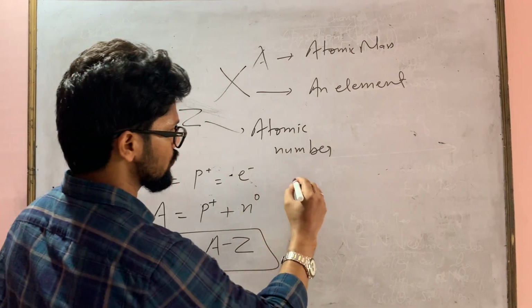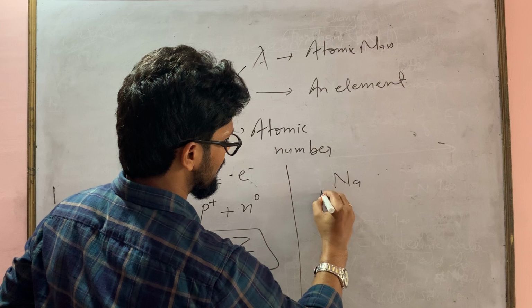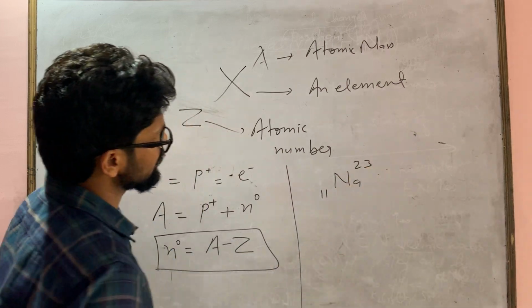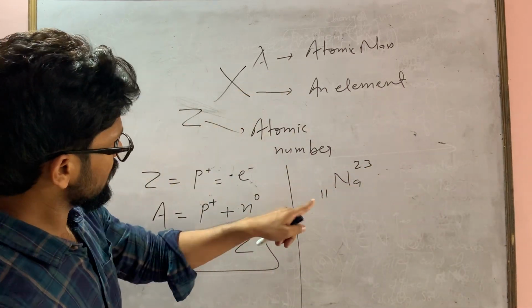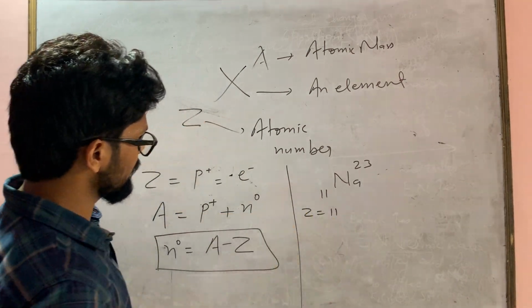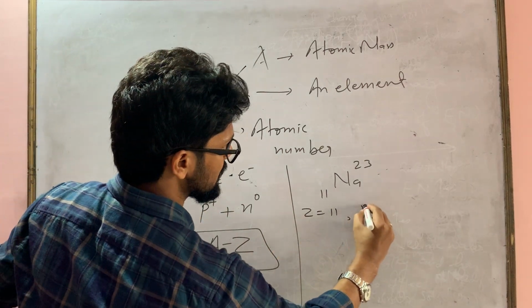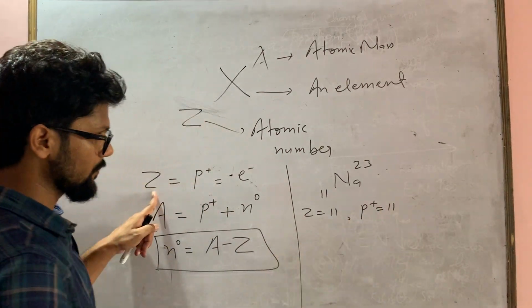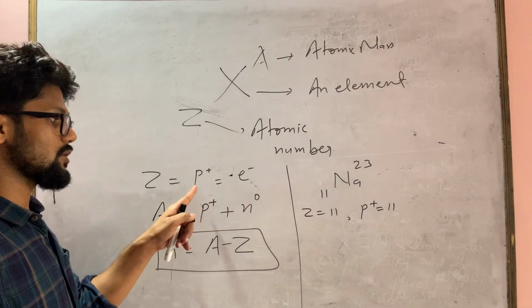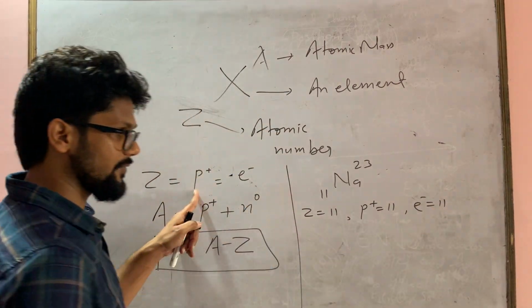One question I am going to solve here. Sodium, 11 and 23. See, follow the algorithm in the same way. So what is Z here? Z here is 11. Next, protons. How is Z equal to proton? So you can say proton is equal to 11, and electron is equal to proton, so you can say electron is equal to 11.